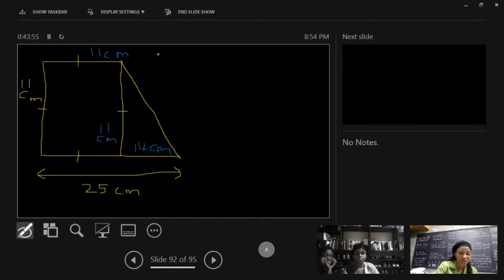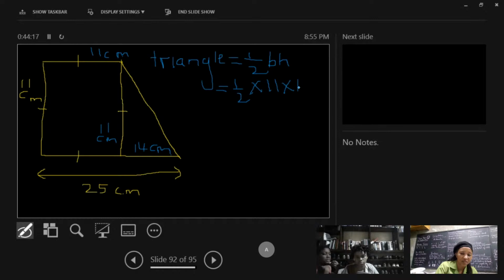All right, so the area of the triangle is what, then? We should give you the formula first. All right, so that's half base times height. So that is one half of 11 times 14. Which is, 11 times 14 is 154, and 154 divided by 2 is 77. So that's 77 centimeters squared.